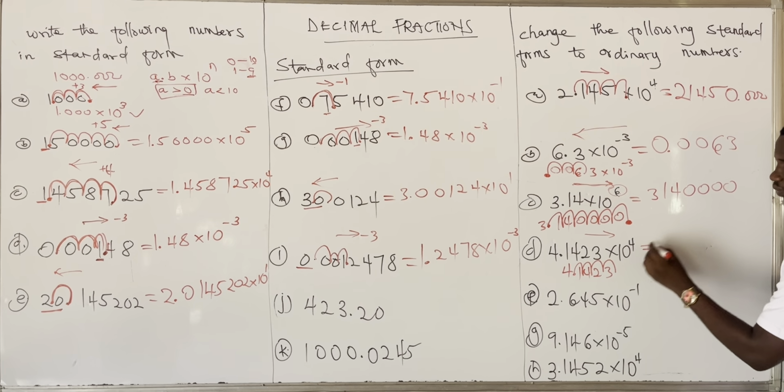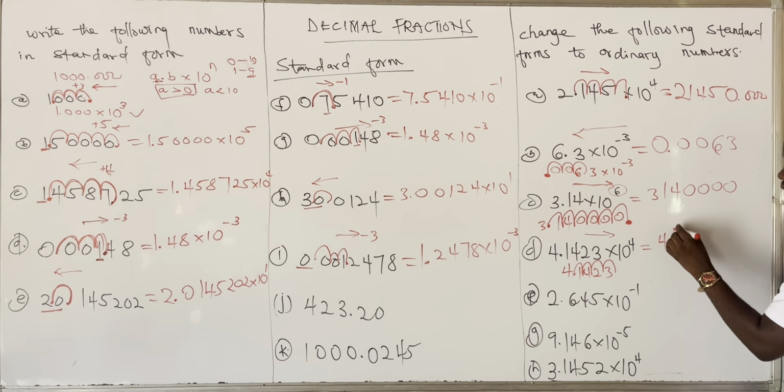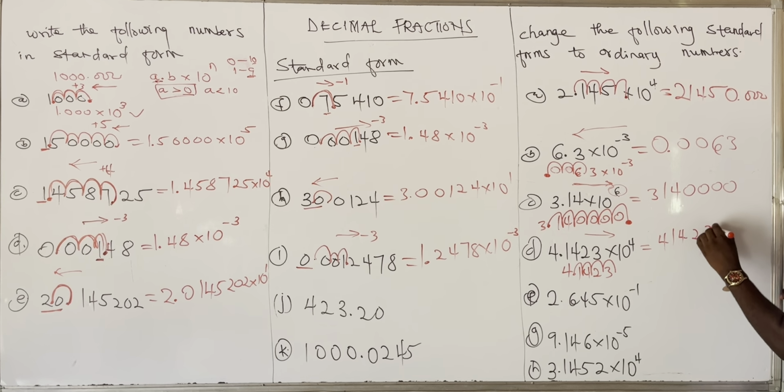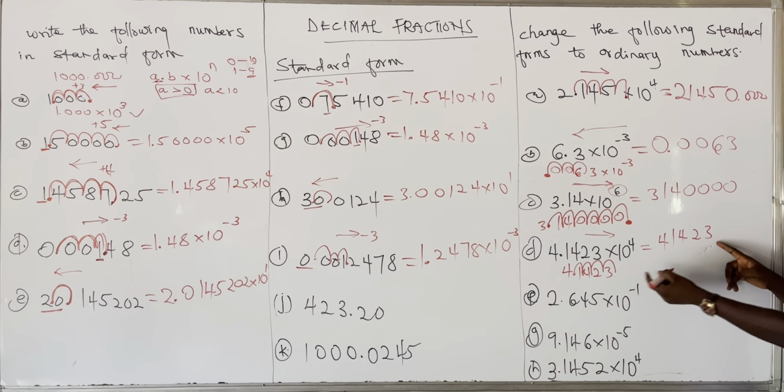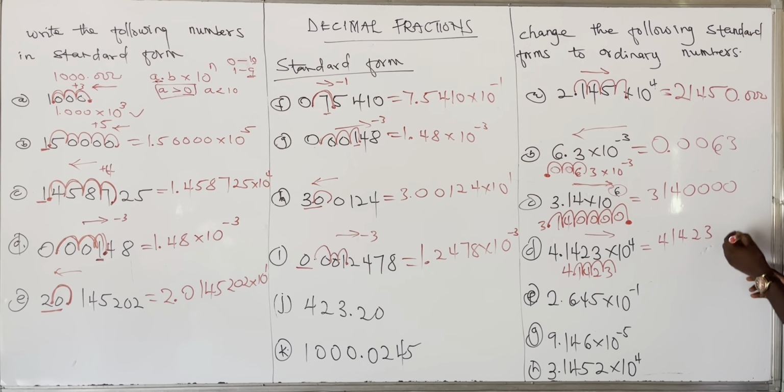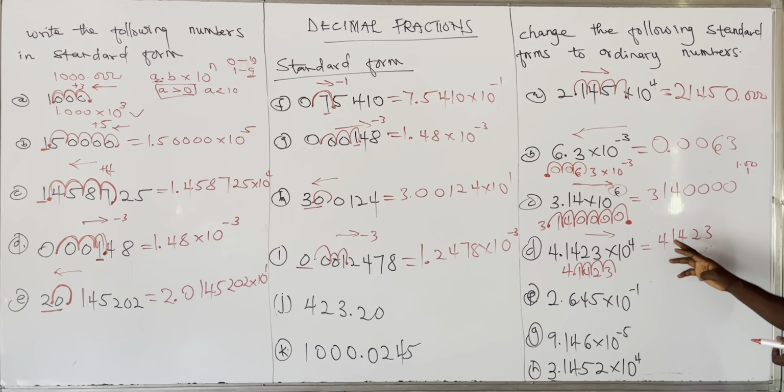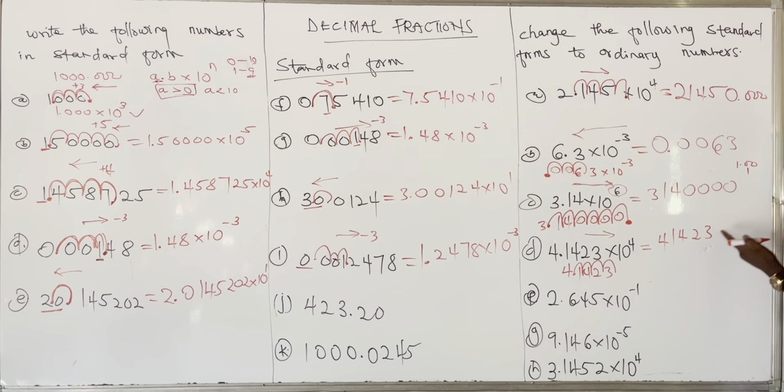So now this is what you are going to get. 1, 4, 1, 4, 2, 3. Then 0.00000. But if you have 1.00, it is the same as what? 1. If you have 2.000, it is the same as 2. So 41,423.000 is the same as 41,423. So we can ignore the 0.000 over here.